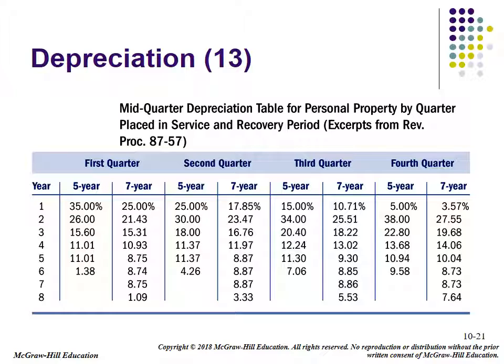The furniture, which is a 7-year asset, was purchased in the fourth quarter. So we're going to go all the way to the opposite side of our PowerPoint here. Last column, 7 years. First year cost recovery for assets purchased in the fourth quarter. 3.57% is the percentage we multiply the cost by. 0.0357, and I'm getting $24.99. So you can see here that the depreciation is dramatically different between half year and mid-quarter convention.